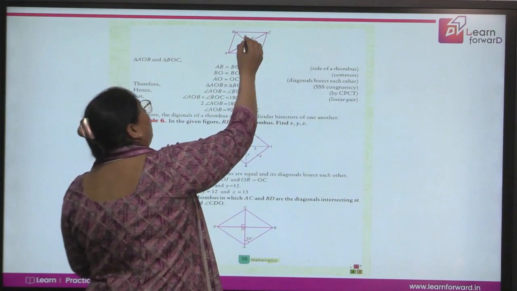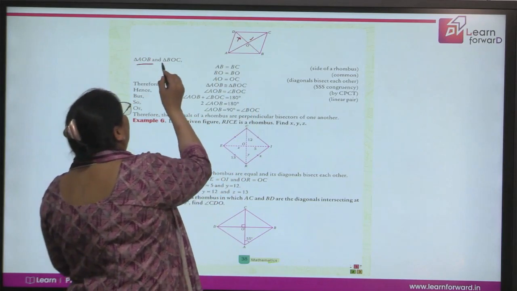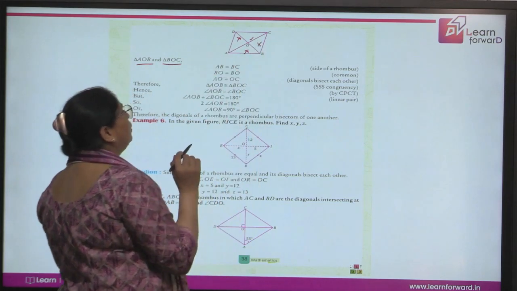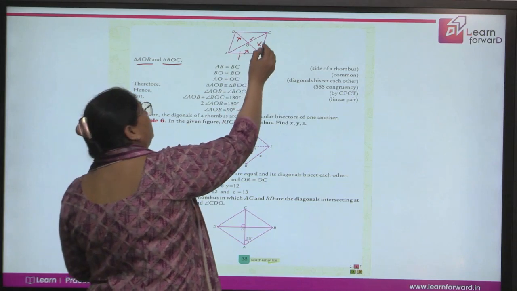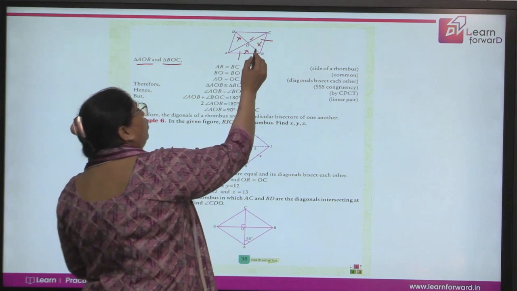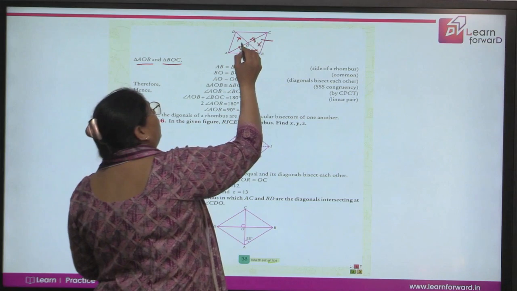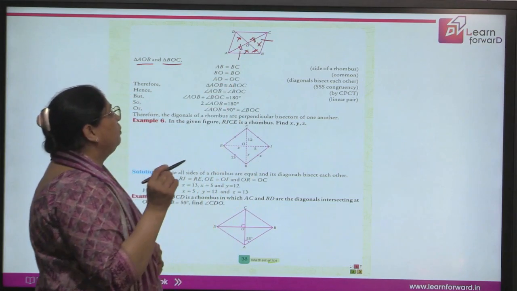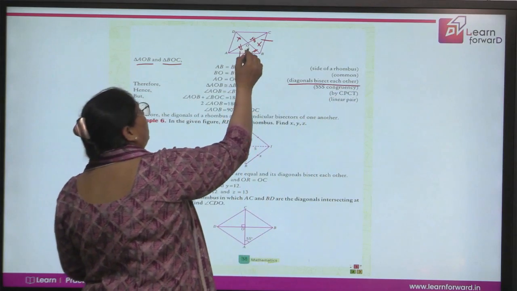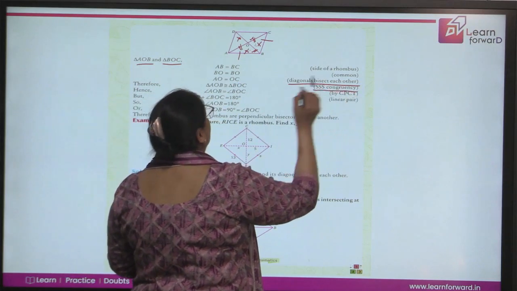AC and BD are the two diagonals of a rhombus. Here, in triangles AOB and BOC, these two triangles I am taking. AB is equal to BC because these are the adjacent sides of a rhombus. BO is common and AO equals OC, because diagonals of a rhombus bisect each other. So these two adjacent triangles are congruent to each other by the SSS congruency rule.